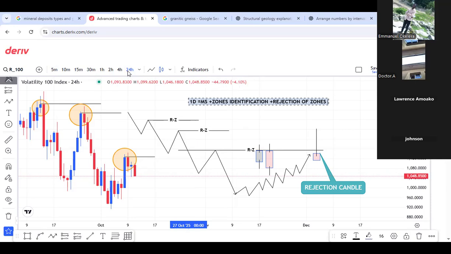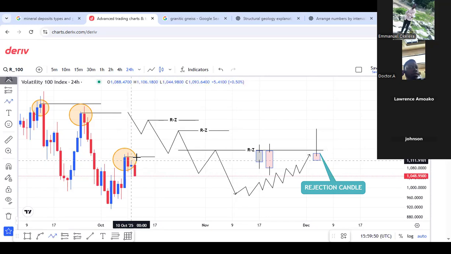Currently, on these zones that we have marked, no zone has been rejected. So these are all fresh zones. We're waiting for price to push up and reject. From what I'm seeing, price might possibly come down to this level, then push up and then go down, or it might decide to push up to this level.